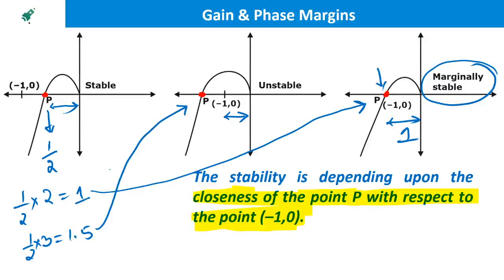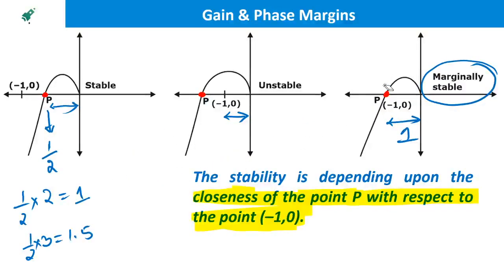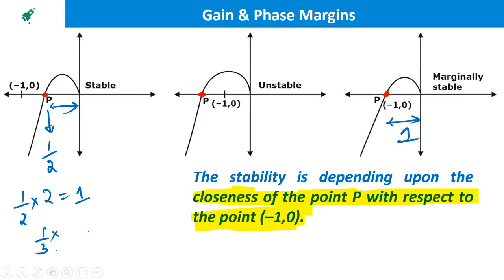So you can play with the gain of a system, but up to a certain limit, up to a certain margin. Got it? Up to a certain margin only you can increase. Suppose the gain was 1 by 3, then how much can you increase it? I am talking in terms of factor. Don't talk in terms of plus minus, talk in terms of factor. So now I can increase it by a factor of 3 so that it remains 1.